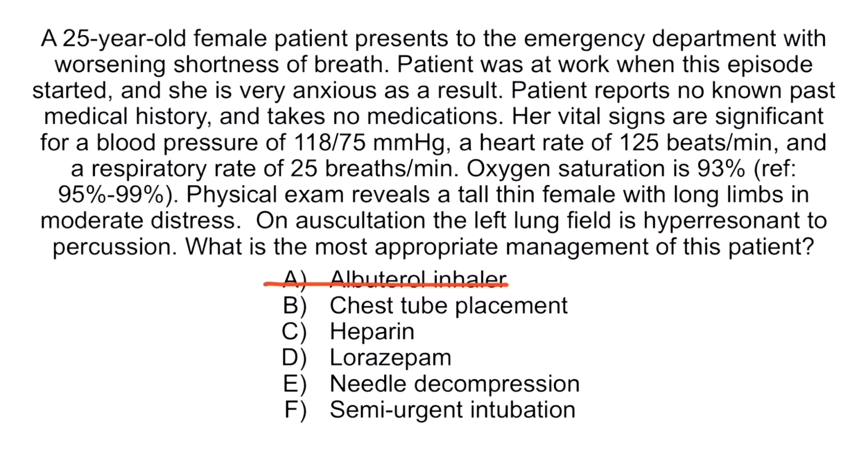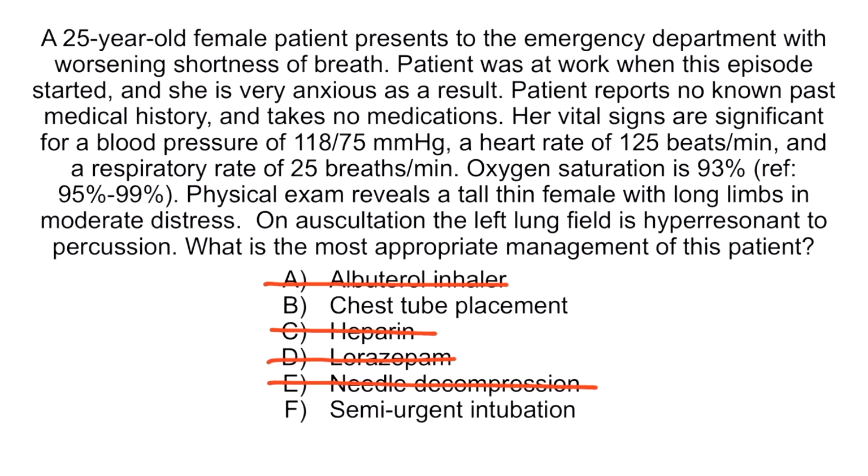A is incorrect. While hyperresonant lungs are common with asthma, it will be bilaterally, not unilaterally. Heparin would be correct if this patient had a pulmonary embolism, which also can present with tachycardia, tachypnea, and hypoxia. However, the hyperresonance and Marfan habitus make pneumothorax more likely, so C is incorrect. This patient's hypoxia is likely the cause of her anxiety, not an underlying psychiatric disorder, so D is incorrect.